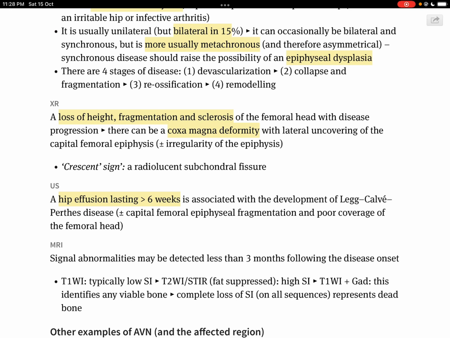On X-ray, there is loss of height, fragmentation, and sclerosis of the femoral head with disease progression. There can be a coxa magna deformity with lateral uncovering of the capital femoral epiphysis, with or without irregularity of the epiphysis. The crescent sign can be present on X-ray; it is a radiolucent subchondral fissure.